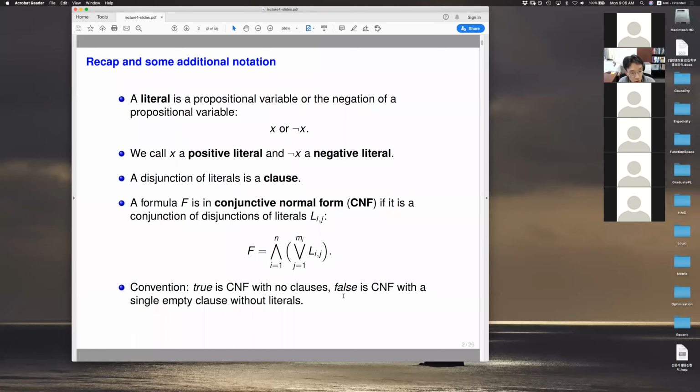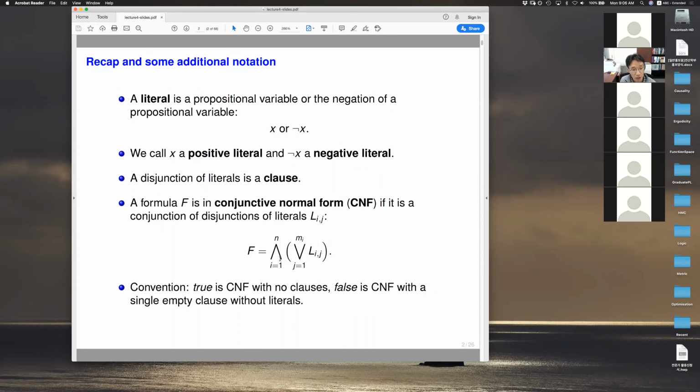And false corresponds to the conjunctive normal form where n is equal to 1, so we have a single clause, and that single clause doesn't have anything, so m1 is going to be 0. This convention is consistent with the fact that true is the unit of conjunction and false is the unit for disjunction. Okay, so this is a reminder of some syntactic conventions that we are making. Many of the SAT solvers we're going to talk about, which you will also have to implement later, all of them take conjunctive normal form as the input.